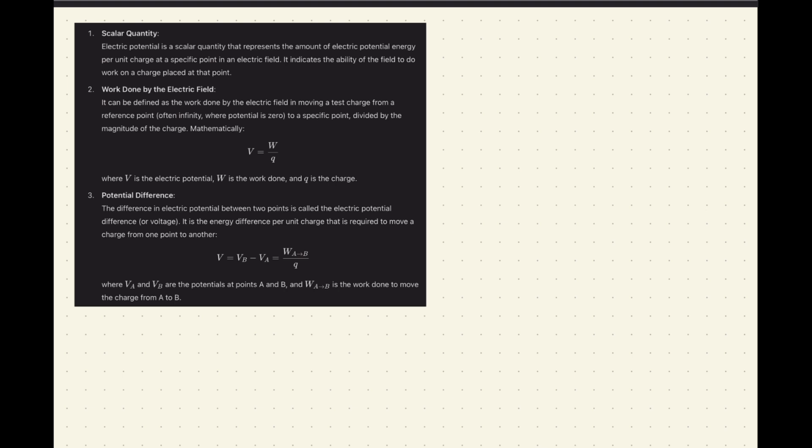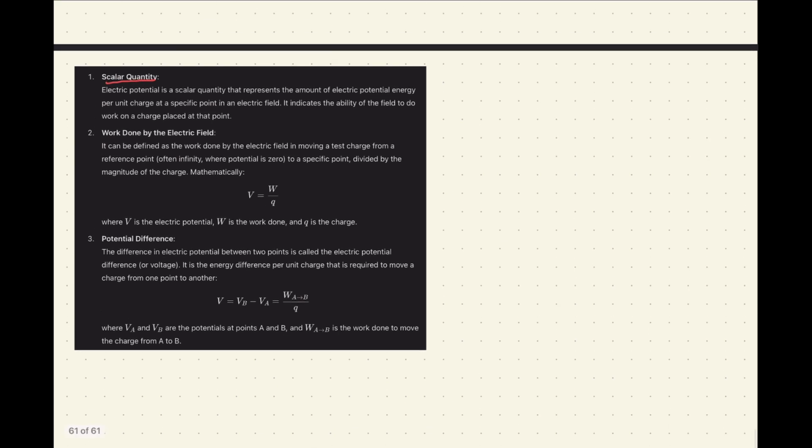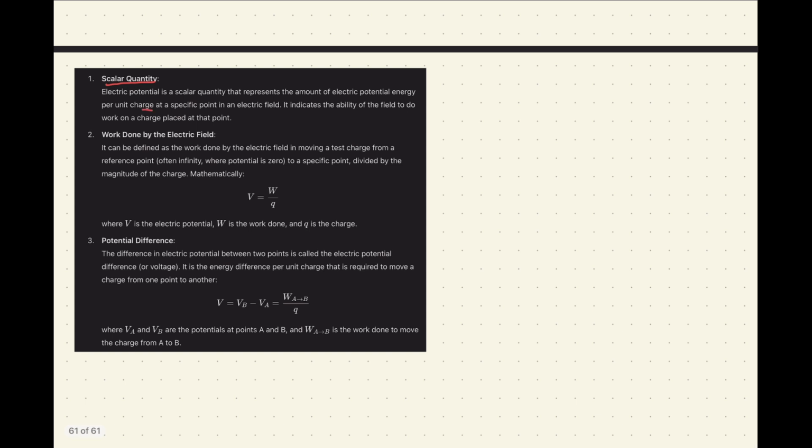And we got a couple of points here. So one, scalar quantity. It says the electric potential is a scalar quantity that represents the amount of electric potential energy per unit charge. So here's the same definition said a third time. Electric potential energy per unit charge at a specific point in an electric field. It indicates the ability of the field to do work on a charge placed at that point.